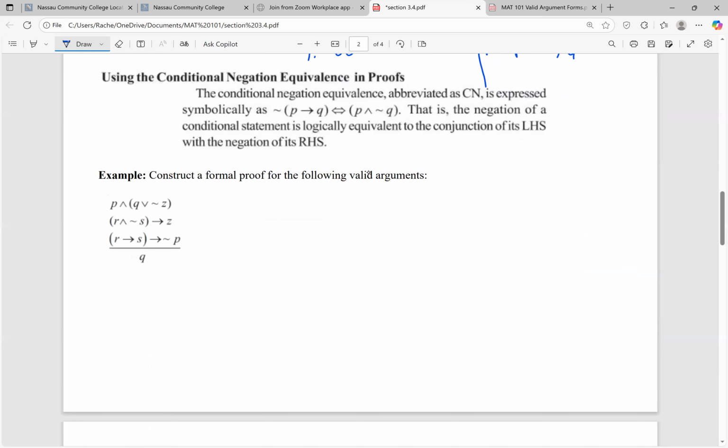The next equivalence that we might have to use sometimes is the conditional negation. So we went over this in chapter 1. If we negate a conditional, so let's say not P implies Q, that's equivalent to P and not Q. And we're going to use CN for the conditional negation equivalence.